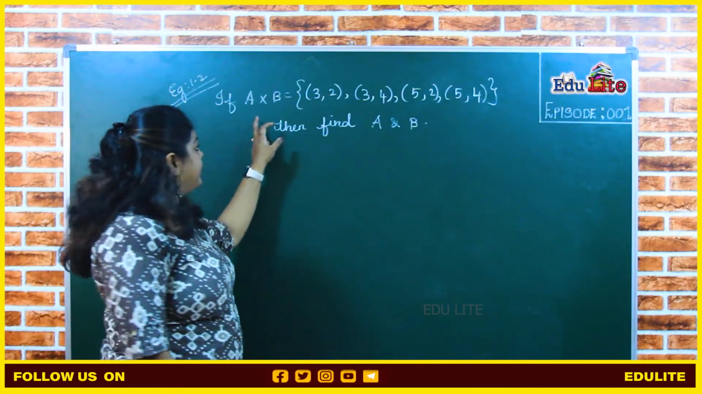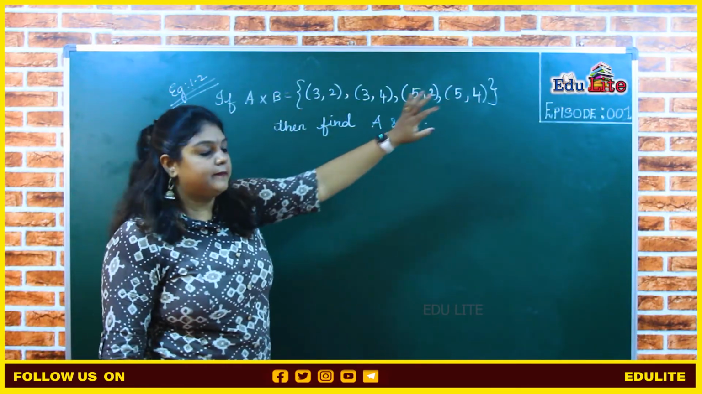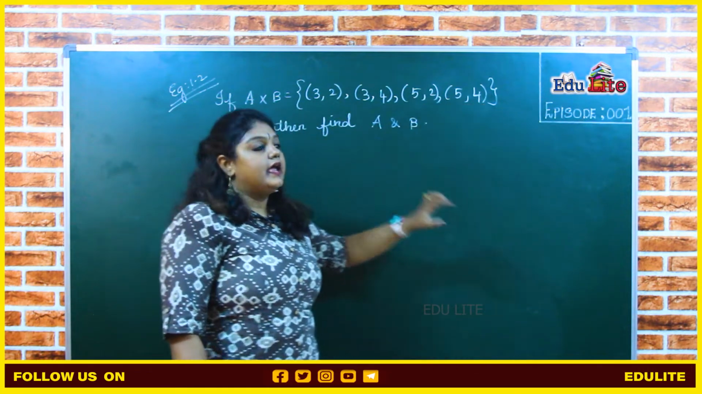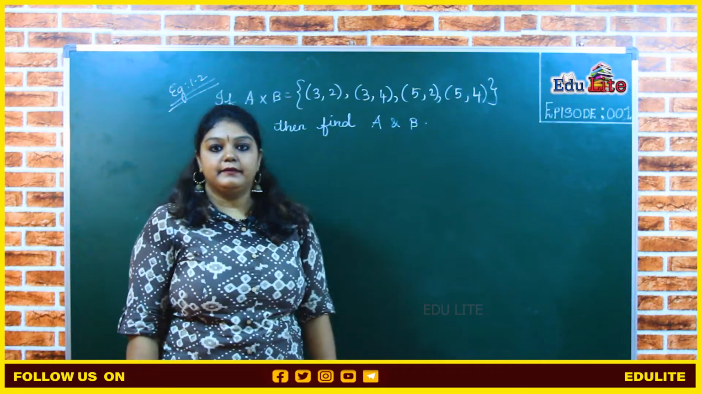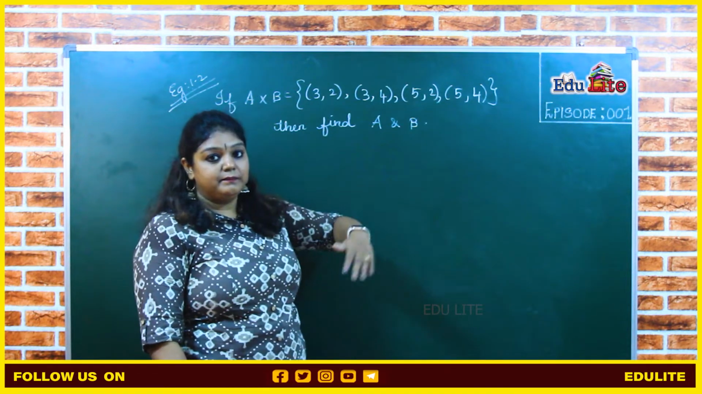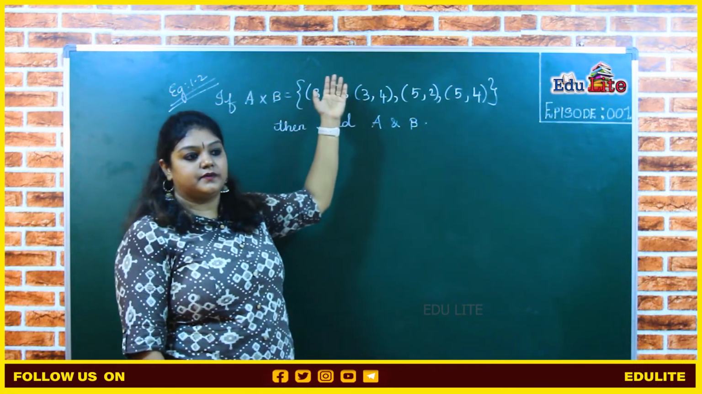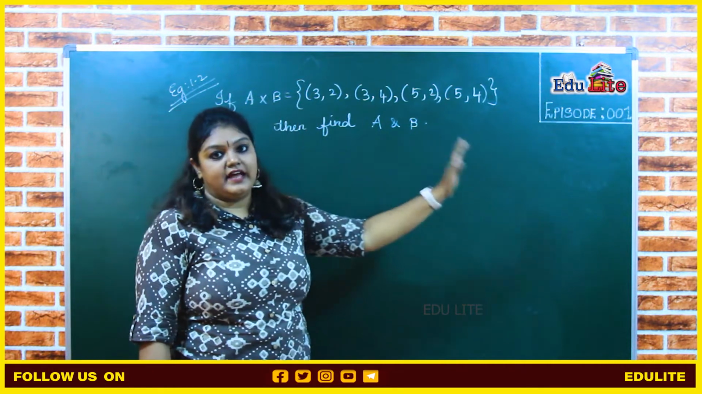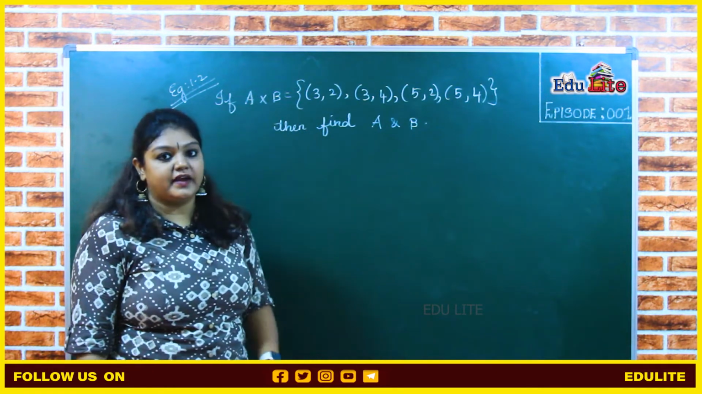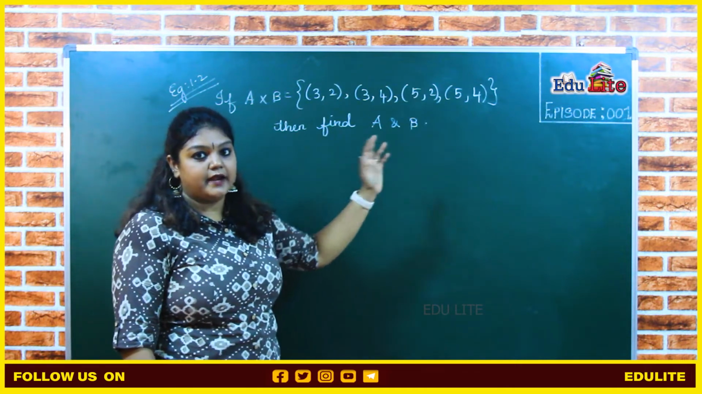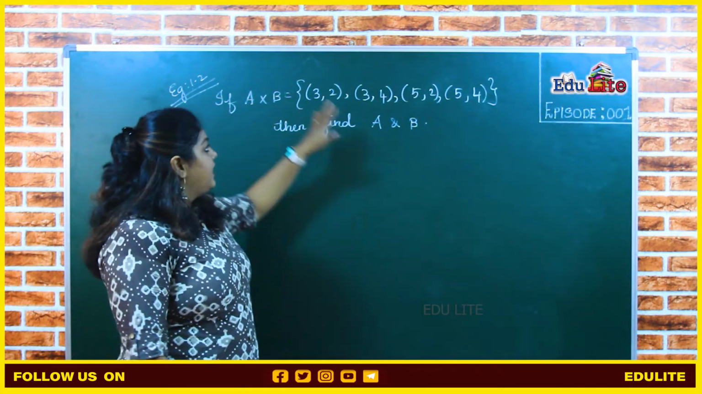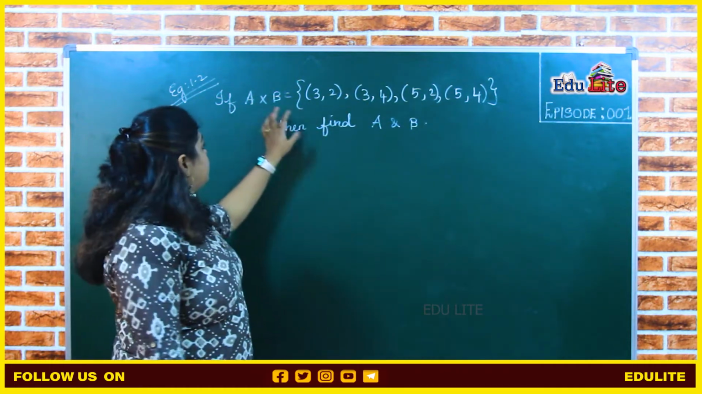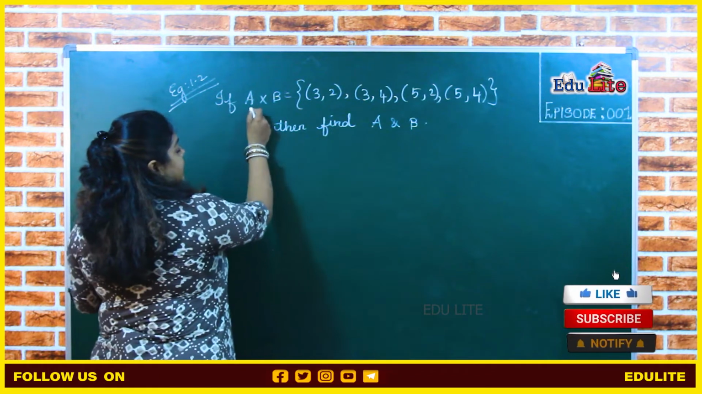The second question: if A cross B equals the set of all ordered pairs (3, 2), (3, 4), (5, 2) and (5, 4), we have to find the elements of A and B. Usually, we are given the sets A and B and we find the cross product A cross B. Now, vice versa, A cross B is given and we need to find the values of A and B. It is also easy, because if we are given the sets A and B, we make a set of all ordered pairs. Here the set of all ordered pairs is given, and we have to find the values of A and B. If you look at this, it is A cross B.